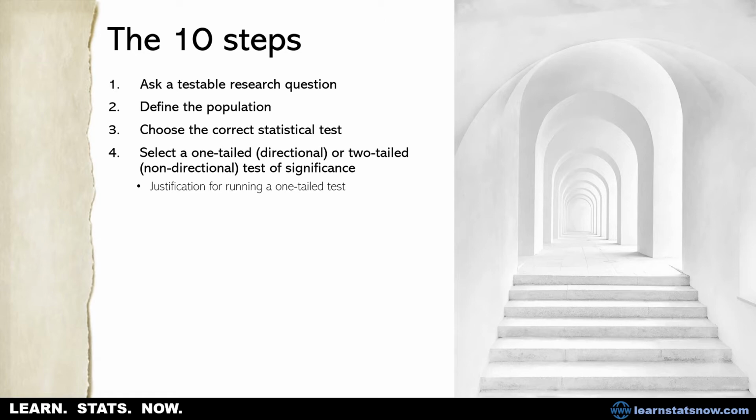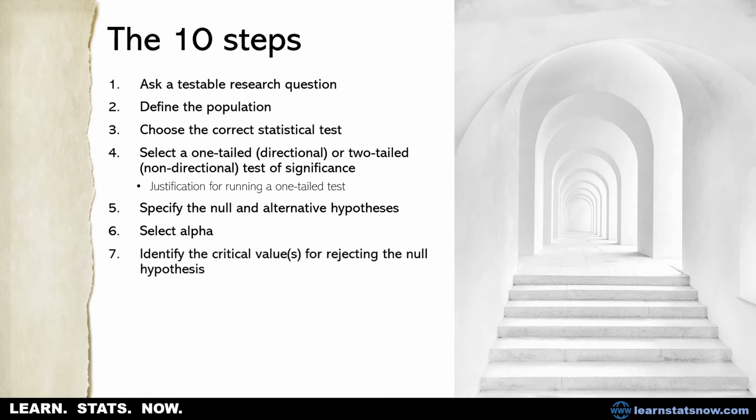And we're going to then decide if we're going to run what's called a one-tailed directional test or a two-tailed non-directional test of significance. Those were covered in other videos. And if we choose a one-tailed test, we're going to need to provide some justification for running the one-tailed test. And I'll come back to that in just a moment. We're then going to specify the null and alternative hypotheses, select the size of the region of rejection, or it's also called the critical region, and that's called alpha, so we need to select the alpha level. And then once we've done that, we need to identify the critical values for rejecting the null hypothesis.